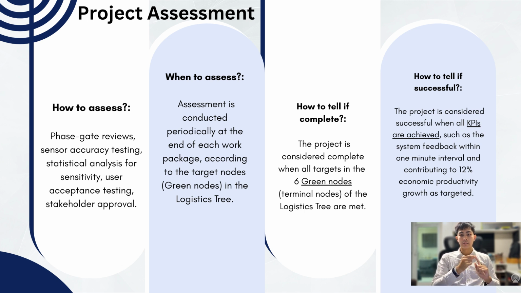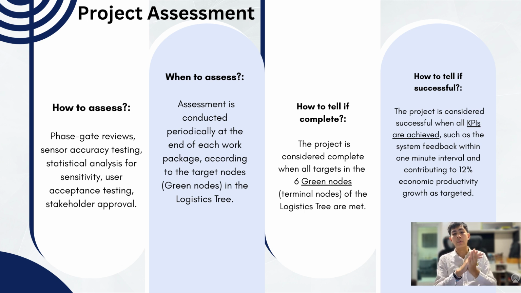And the last thing for our project is the assessment. How do we assess this? We perform phase gate reviews, comprising sensor accuracy testing, statistical analysis, and whether we satisfy our stakeholders and users. And when do we assess that? We're going to trace back to our Gantt chart, in which we assess this project periodically at the end of each procedure, aka when a green node in the logistic tree is reached.